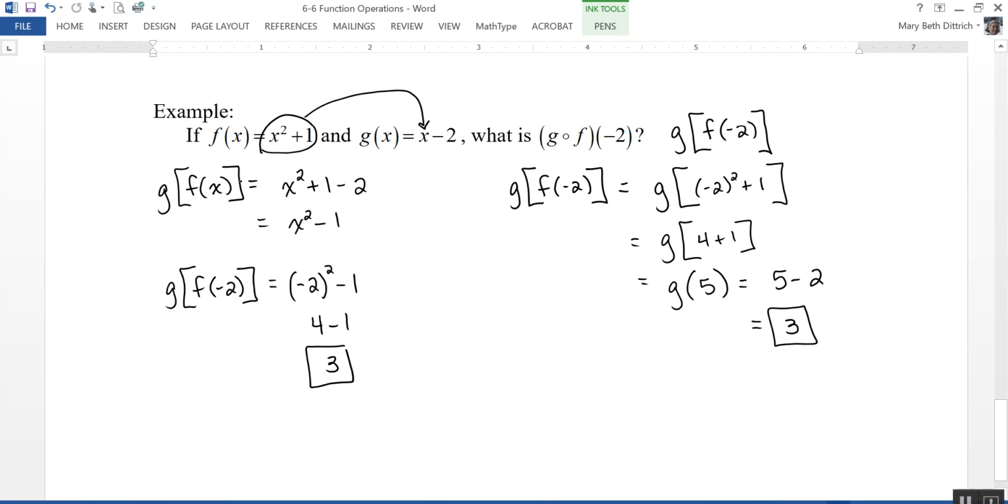So in this section, we took a look at some operations that we can do on functions. We can add, subtract, multiply, and divide. Be sure you keep an eye out for the domain, especially when you're doing division. And we took a look at composed functions, composition of functions, and how to do that.